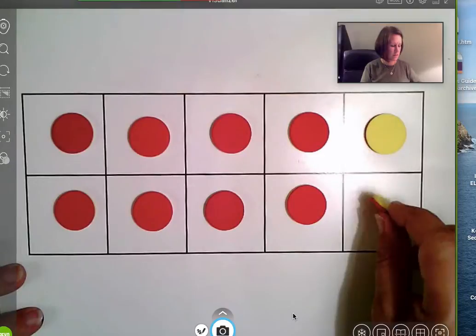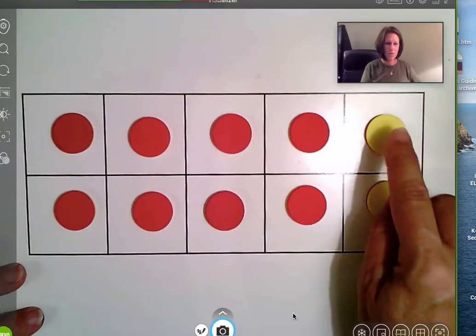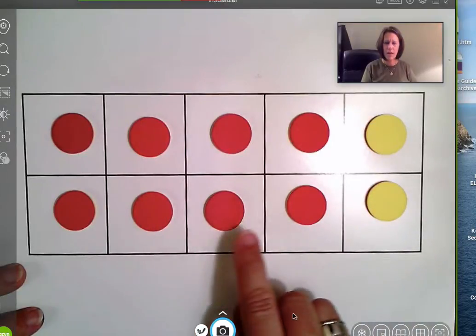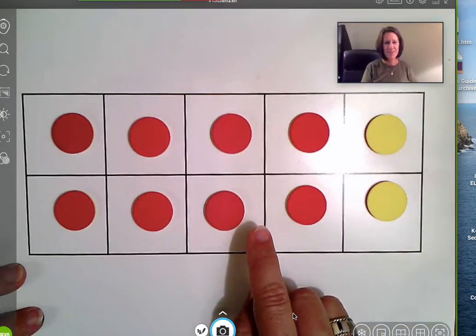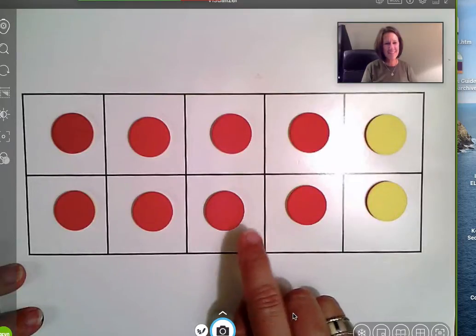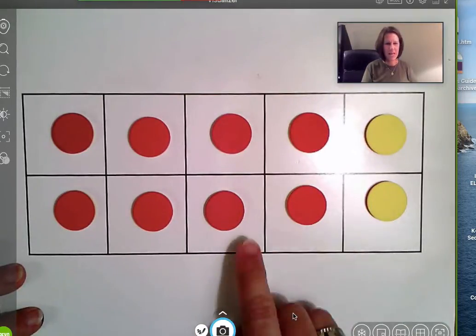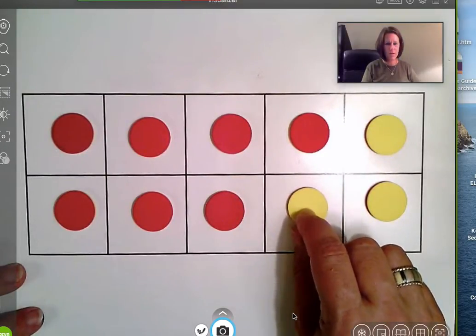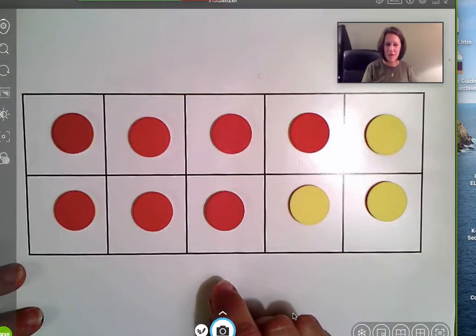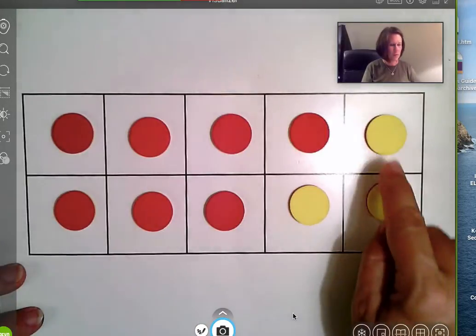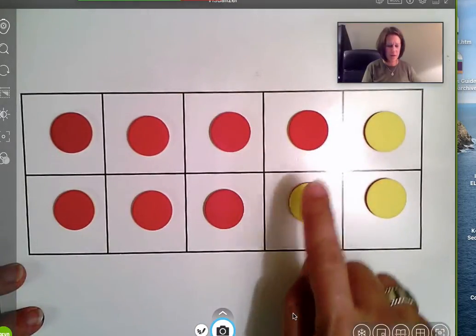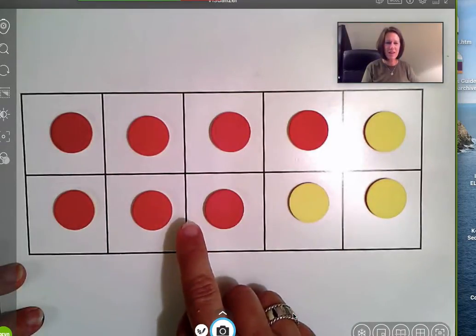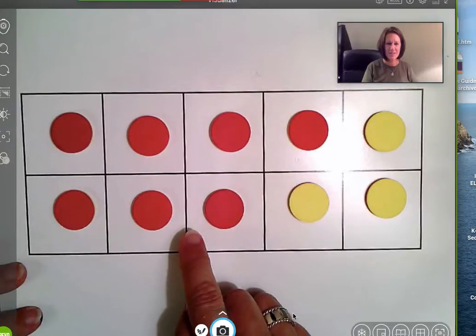What about this? What if 2 were yellow? How many would be red? Are you doing a quick look? Because that's 8. 2 and 8. What if I turn this one over? Now what pair do we have? What if 3 were yellow? 3 and 7 could be one of the answers.